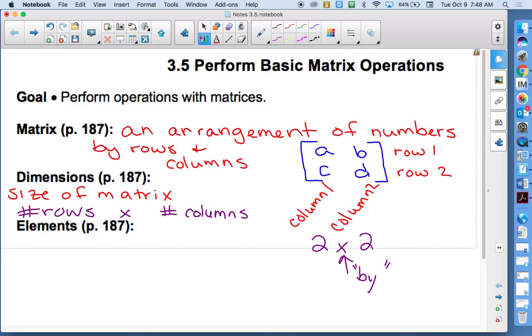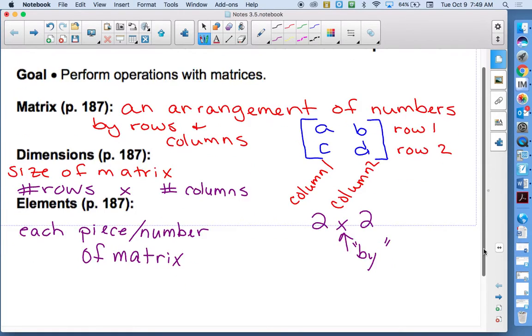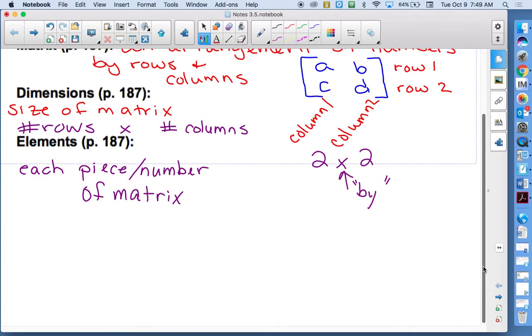And then the last term up here, an element, is each piece of the matrix. It could be a number. So there are 4 elements in my matrix. A is in the first row and the first column. That would be element number 1.